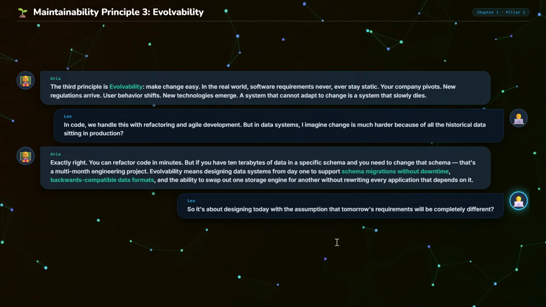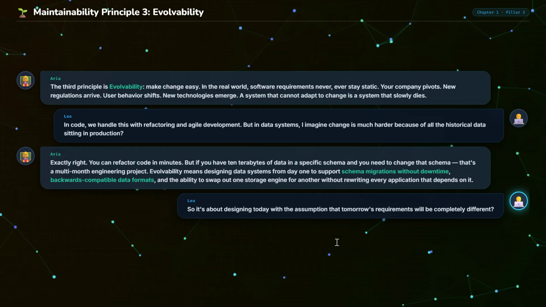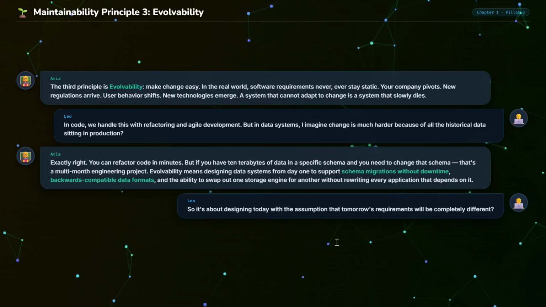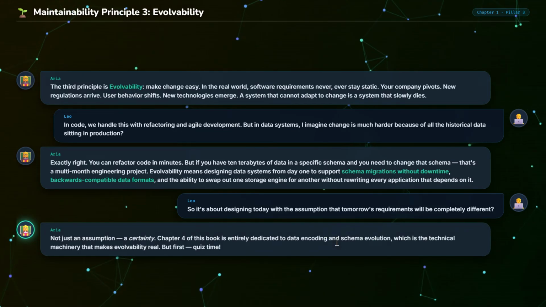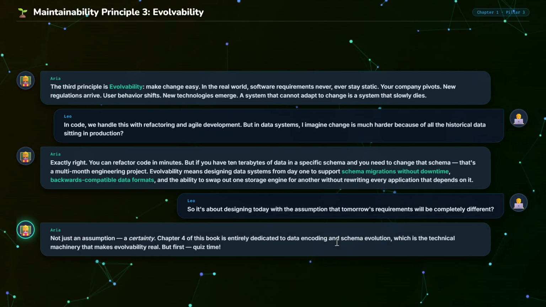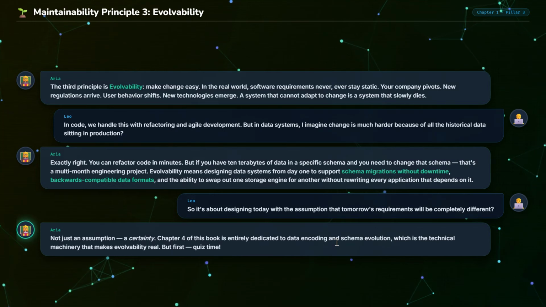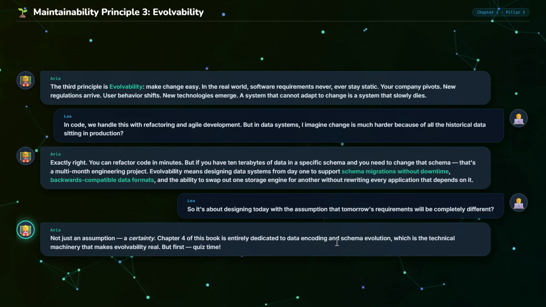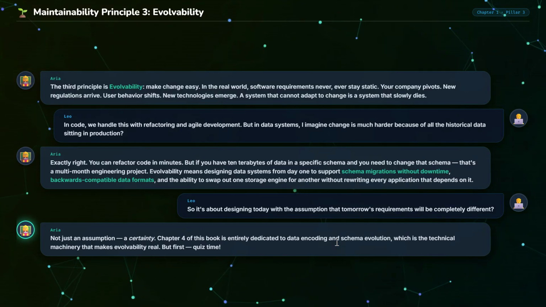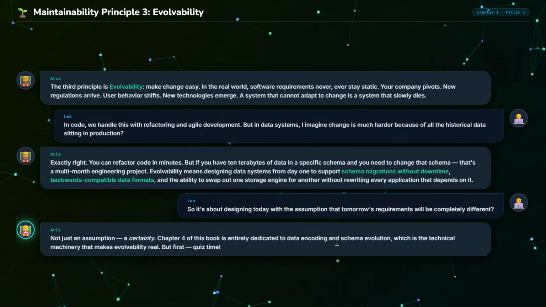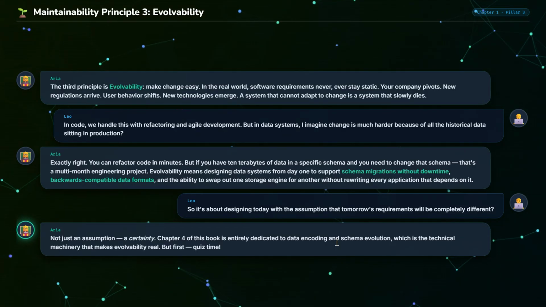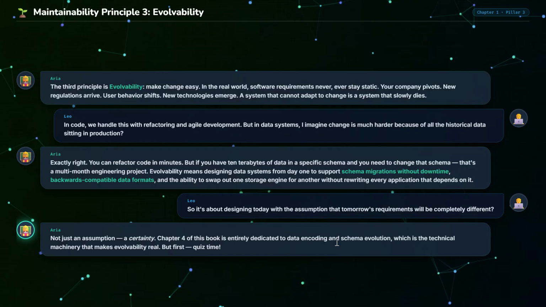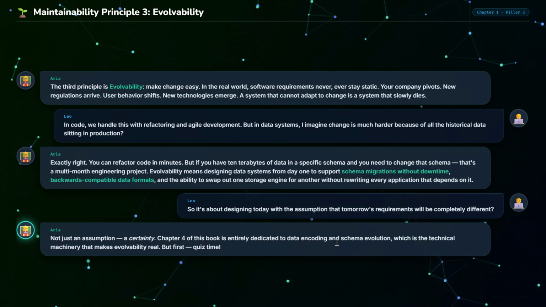So it is about designing today with a clear-eyed assumption that tomorrow's requirements will be completely different from what we expect. Not just an assumption, an absolute certainty. Requirements will change. The question is only when and how dramatically. Chapter 4 of this book is dedicated entirely to the technical machinery of data encoding and schema evolution, the concrete tools that make evolvability achievable in practice. But first, one more quiz.